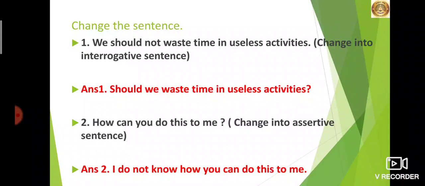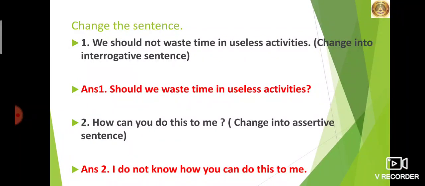We have to also learn how to change the sentence. We should not waste time in useless activity. This sentence is an assertive sentence. We have to change it to an interrogative sentence. So what would it be? Should we waste time in useless activities? It is asking a question and ending with a question mark. It becomes an interrogative sentence.